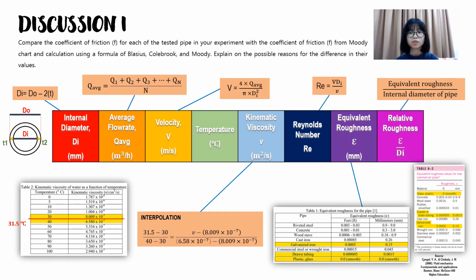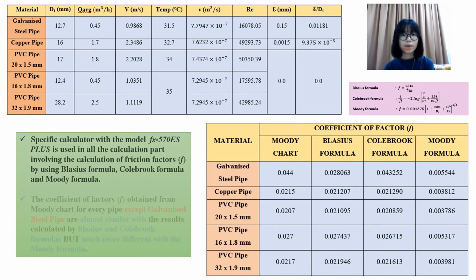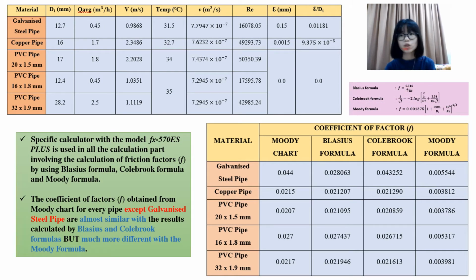The equivalent roughness for different pipe materials is provided in table 1. We also take the table from the textbook as an extra reference. Lastly, the relative roughness is found by dividing the equivalent roughness by the internal diameter of the pipe. So, the parameters determined are summarized in the table shown above.